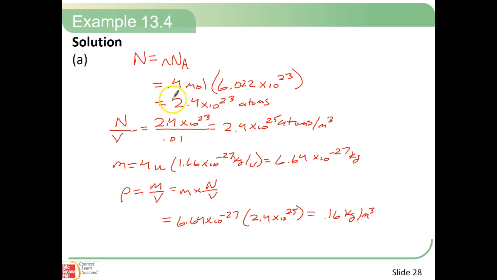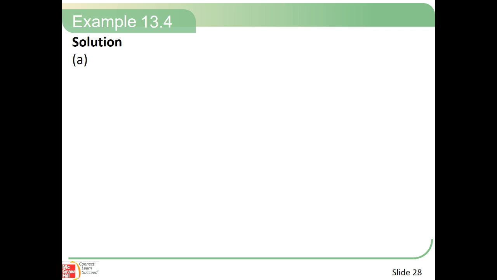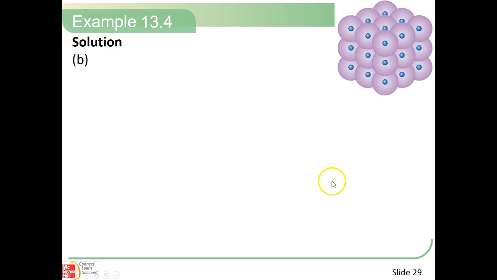So we said it was about 2.4 times 10 to the 23rd atoms, and 2.4 times 10 to the 25th atoms per cubic meter. The mass of an atom here was 6.64 times 10 to the negative 27th kilograms. That's just because we know that helium is 4 over 2, so it's got a mass of 4. And then we use that to find out what the density is, and it's about 0.16 kilograms per cubic meter. That's for part A. Let's go ahead and look at part B.